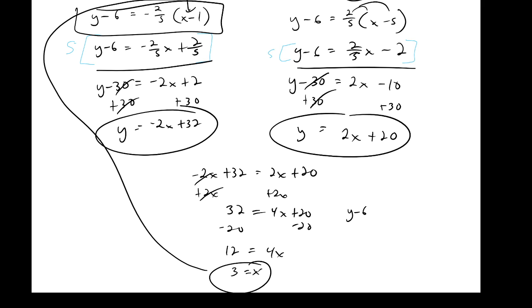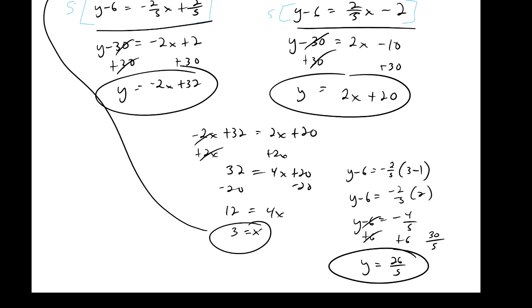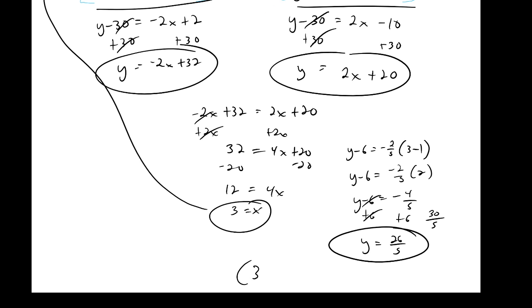So I wind up with y minus 6 is equal to negative 2/5 times the quantity 3 minus 1. So y minus 6 is equal to negative 2/5 times positive 2, or y minus 6 is going to be equal to negative 4/5, okay? I'm going to add 6 to both sides. And then this guy in fifths is going to be 30/5. So y is going to be equal to 26/5. And that actually is your coordinate, 3, 26/5.